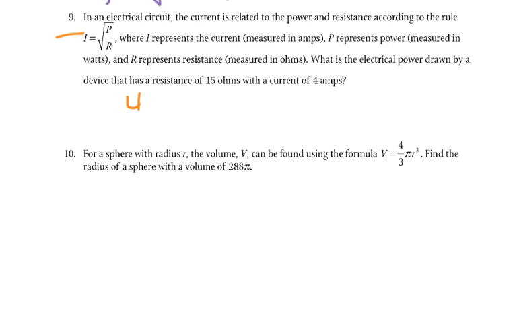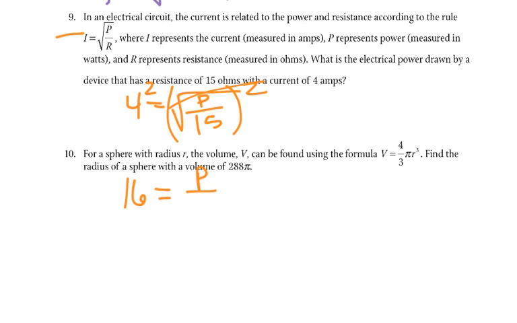So I is 4, square root of, we have resistance 15, and we're looking for P, aren't we? So this one, best thing to do is to square to begin. 4 squared is 16. Squaring a square root gets rid of that. P over 15, times by 15. So 15 times 16 gives us 240 watts. Is P.